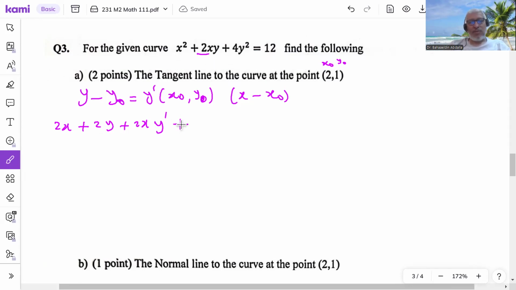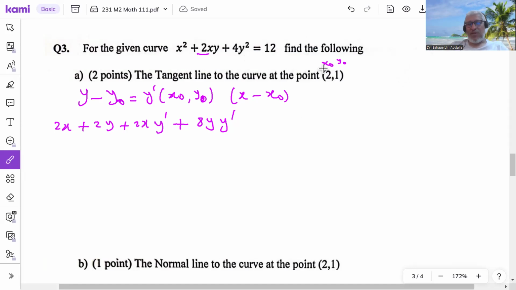So plus the derivative of 4y squared, 2 times 4, 8y, so this is the derivative, times the derivative of y, which is y prime. So whenever you find the derivative of y, you multiply by y prime. That's the chain rule. y is u in the chain rule.